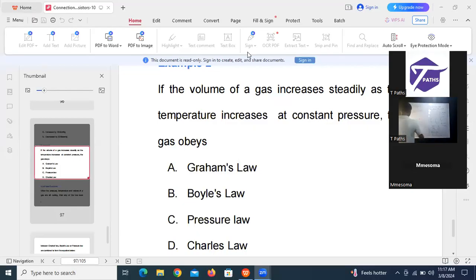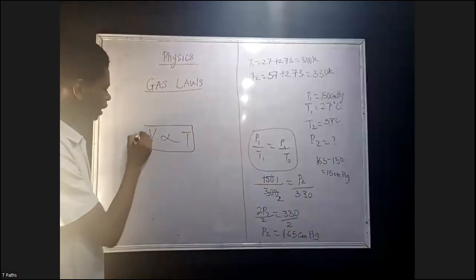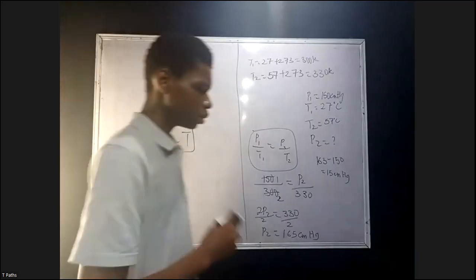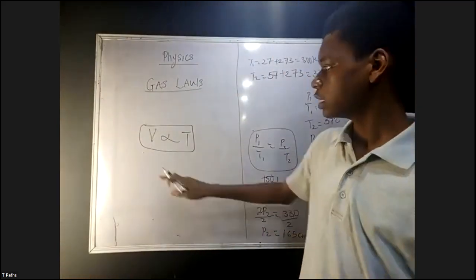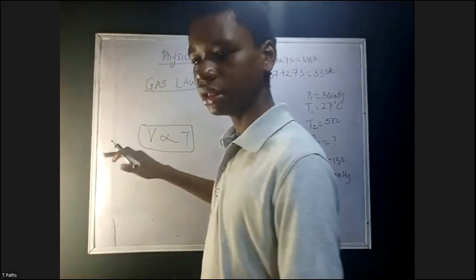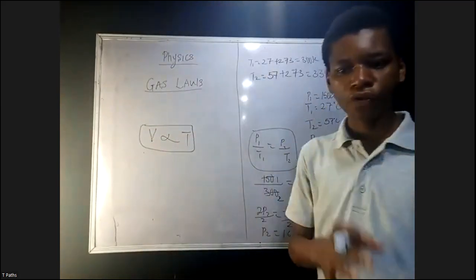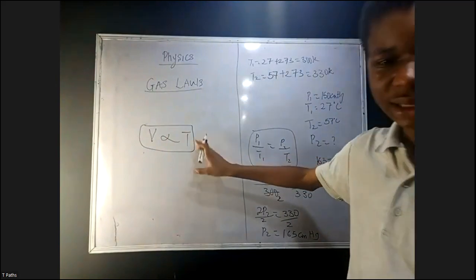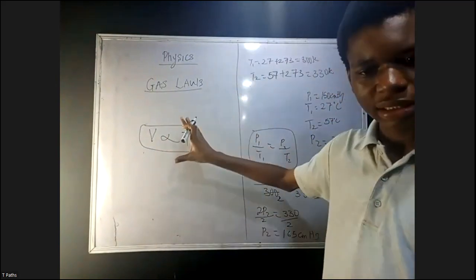So what I can see here is my pressure is constant, and then V is directly proportional to T. So the gas that obeys this law is Charles' law. This gas obeys Charles' law because Charles' law says the volume of a fixed mass of gas is directly proportional to its absolute temperature, provided that the pressure is constant. So which means that particular gas obeys Charles' law.